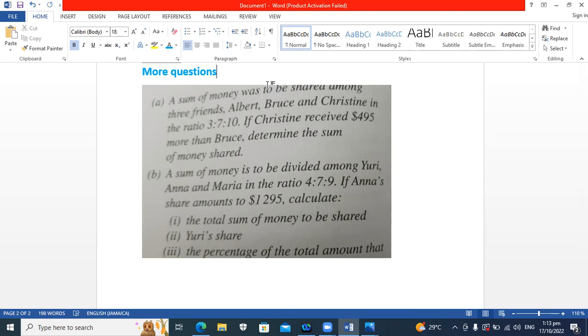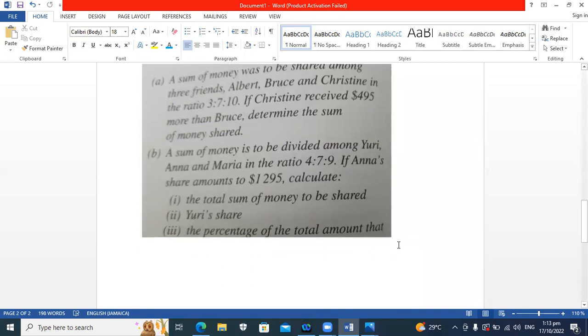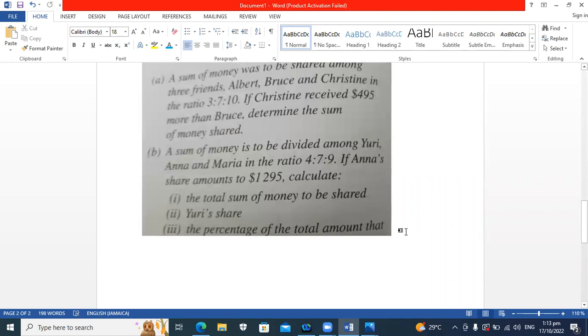So is part two, part three cut off? A total percent of the total amount. I think it's what Maria received. Hold on. Right. So that Maria receives.